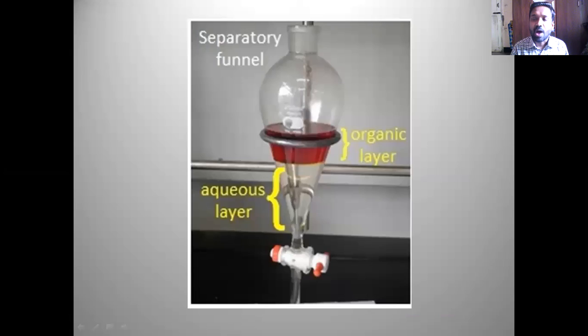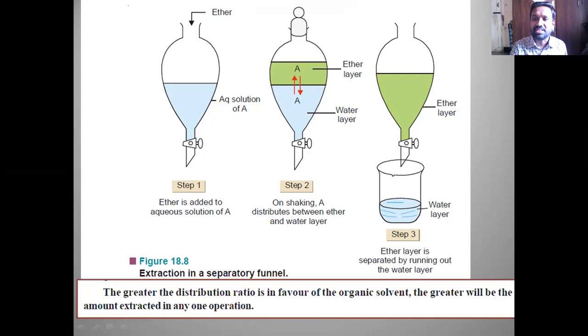Now, when is your solvent extraction very successful? It depends on the property of the solute distribution, is it not? So that's why I have given that statement. The greater the distribution ratio is in favor of the organic solvent, the greater will be the amount extracted in any one operation.